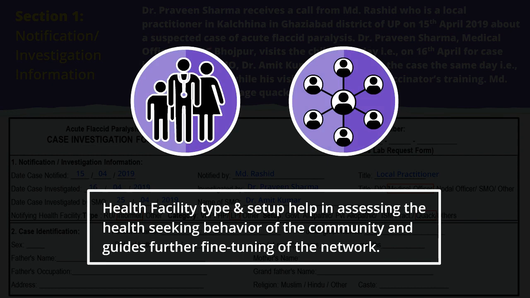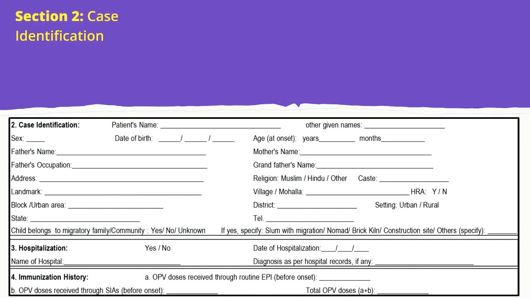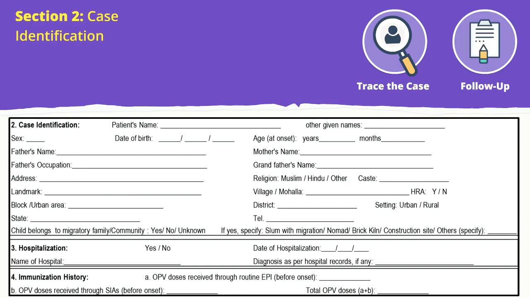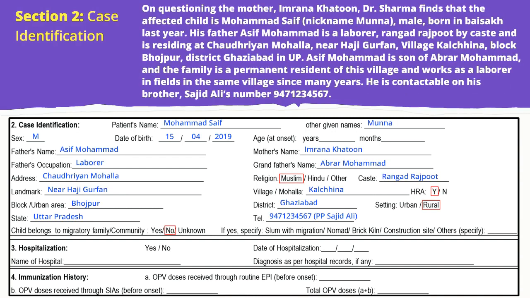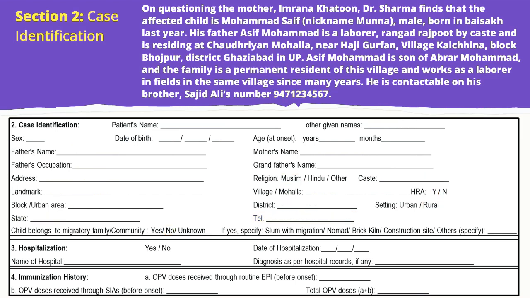Health facility type, category, and setup help in assessing the health-seeking behavior of the community and guides further fine-tuning of the network. Case identification details are important to trace the case for epidemiological investigation and follow-up when required. Under identification details, ensure that date of birth, address, and mobile number is correct and complete.